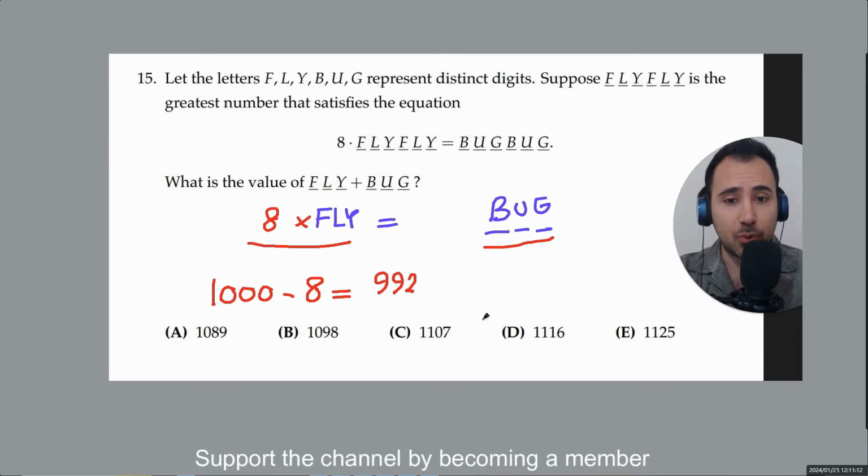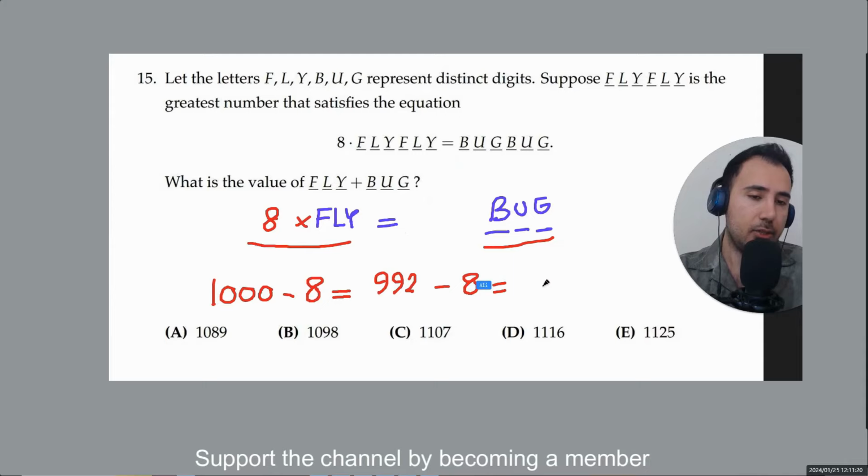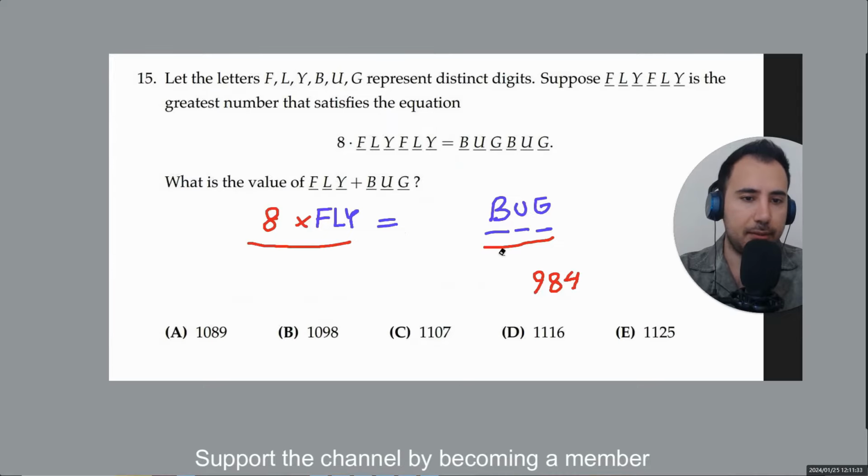Let's find the next greatest number that is a multiple of 8. So I'm going to subtract 8 again, and I'm going to get 984. Now 984, let's see it here. We could compare them like here, this time. So B becomes 9, U becomes 8, G becomes 4, right? It's very good. So this is the number. So we have the value of this, 984.